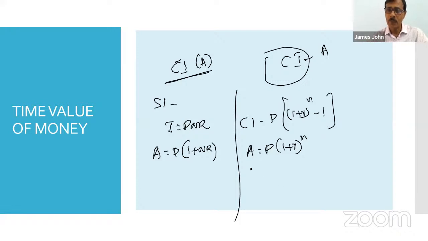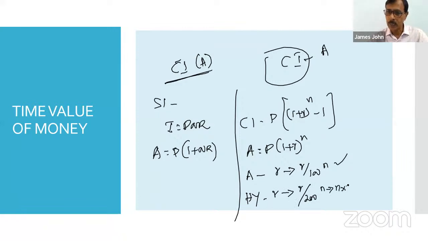So in that case, if the compounding is annual, the rate means R by 100 and N remains the same. So 5 years means 5. Rate 12% means 12 by 100, 0.12. Rate 5% means 5 by 100, 0.05. Fine. Next, suppose the compounding is half yearly. What will be the value of R for using the formula? Can anyone tell me? It is R by 200. And N takes the value N into 2.